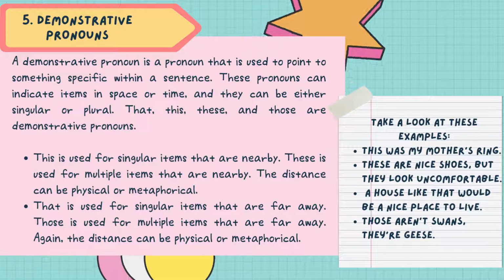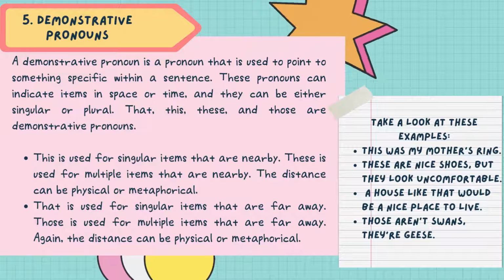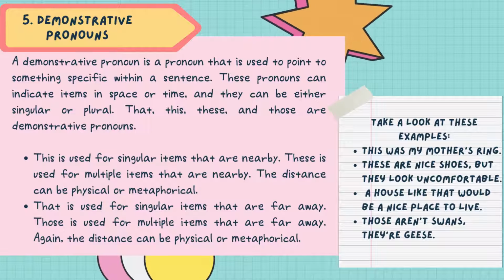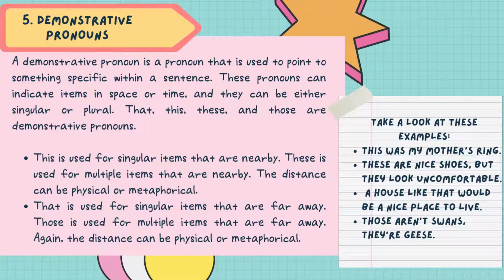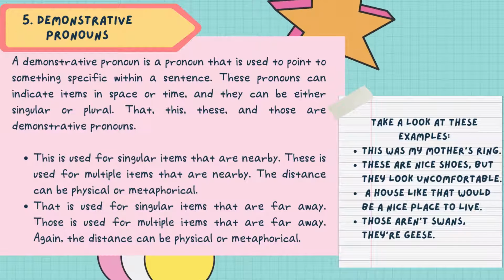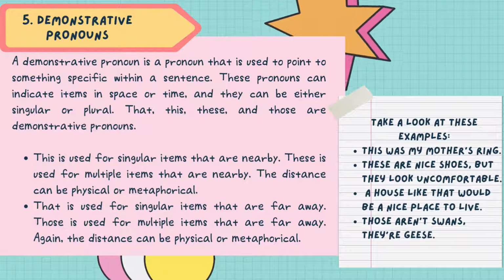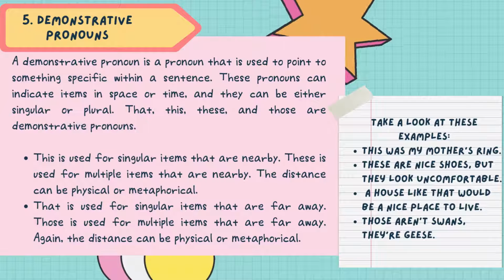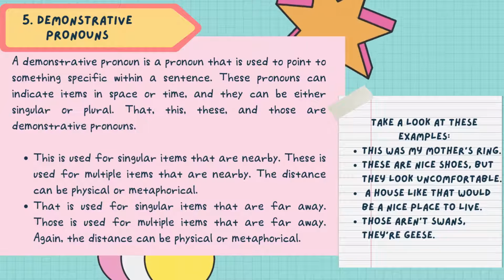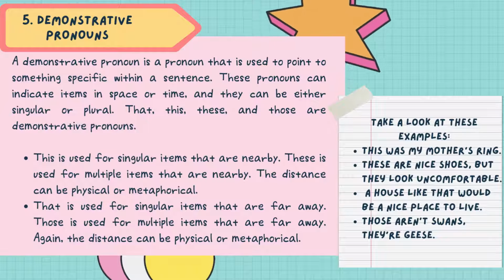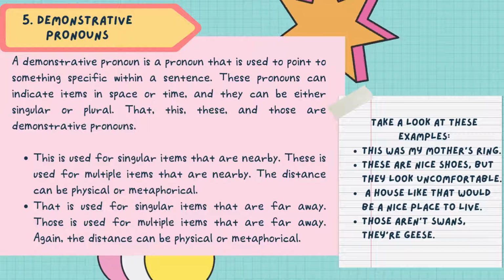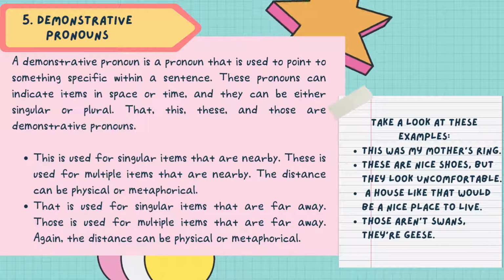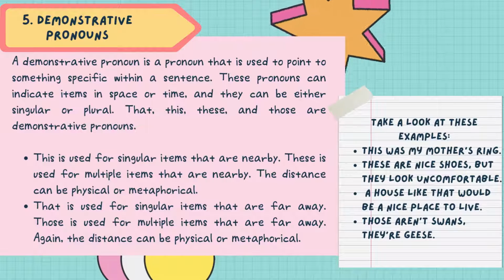They take the place of a noun or noun phrase that has already been mentioned or is clear through context, either in written or verbal communication. When used to represent a thing or things, demonstrative pronouns can be either near or far, in distance or time. This is used for singular items that are nearby. These is used for multiple items that are nearby. The distance can be physical or metaphorical.